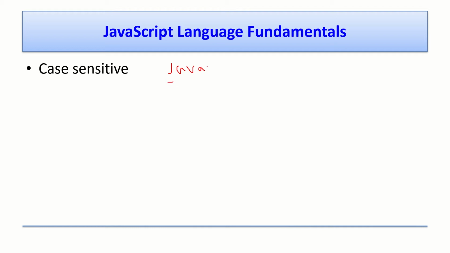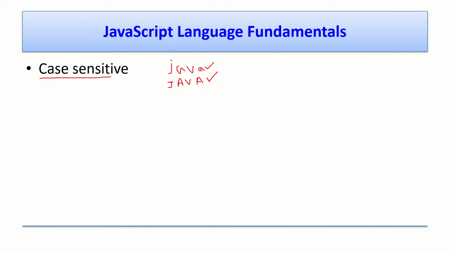Then if you use Java like this. I told you that JavaScript is not Java, but both are similar words, Java. Here I use lowercase, and here I use the uppercase letters. But if it is case sensitive, these two are treated as two different words. If it is not case sensitive, these two are treated as one word. But JavaScript is case sensitive. That means these two are treated as two different words.